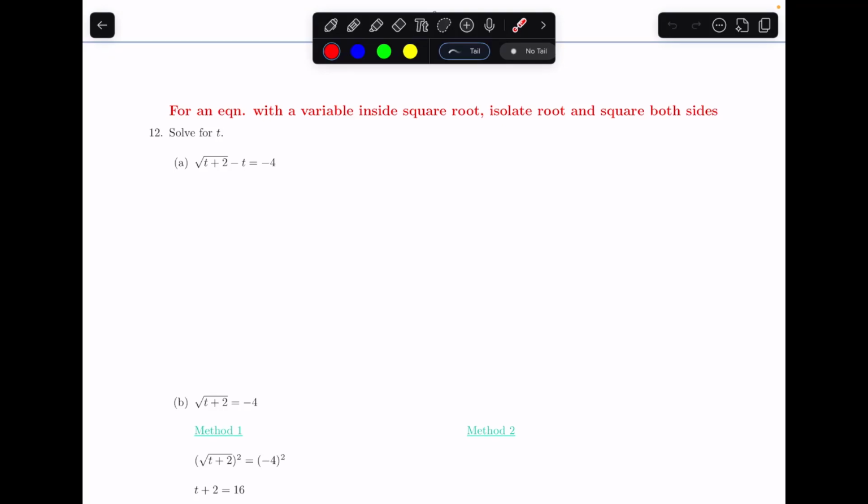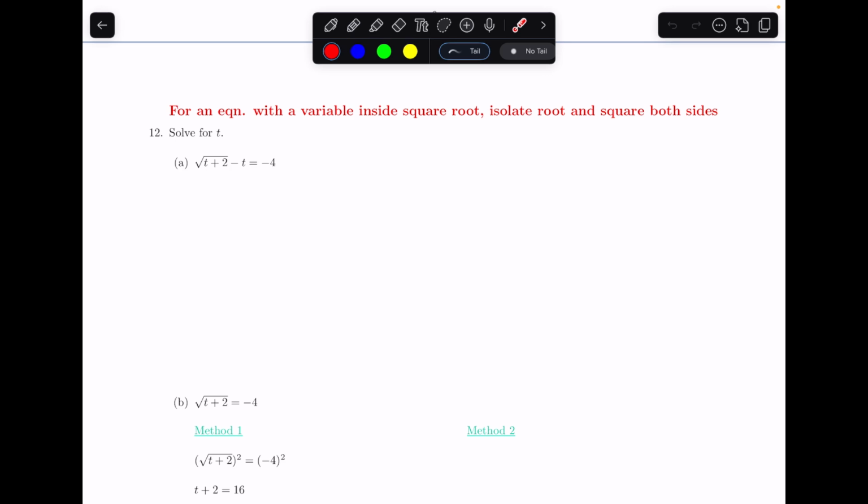In this video, we're going to talk about how we solve equations that have variables inside of square roots. So let's get right into an example. Let's say I have the equation square root of t plus 2 minus t equals negative 4.